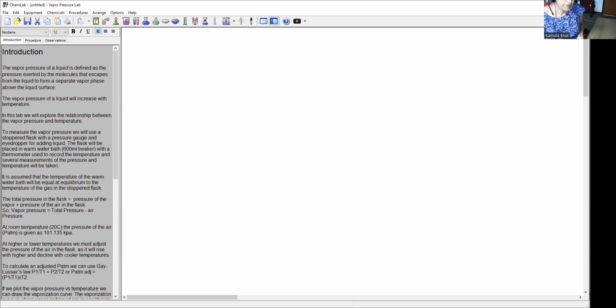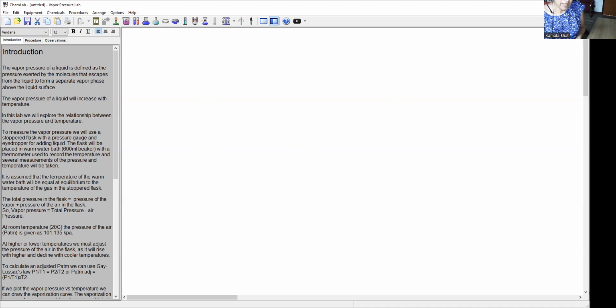First, any container that is closed will have a pressure equal to the atmospheric pressure at that temperature. Next, if you introduce a certain amount of liquid that quickly vaporizes at a particular temperature, then the total pressure inside the flask will be that due to the atmospheric pressure and the pressure exerted by the vapor. So in order to get the vapor pressure, we will have to subtract the air pressure from the total pressure.